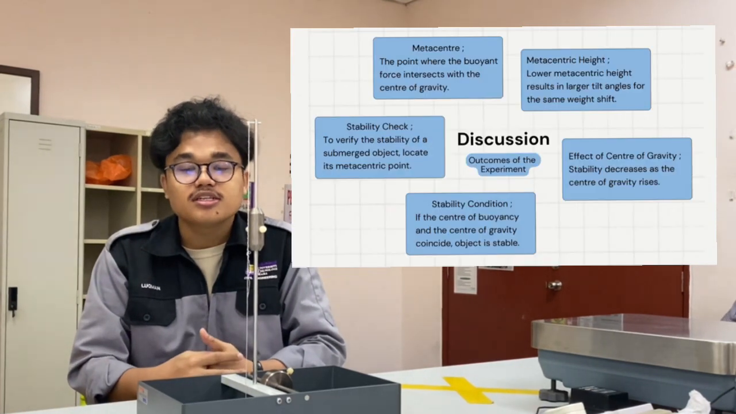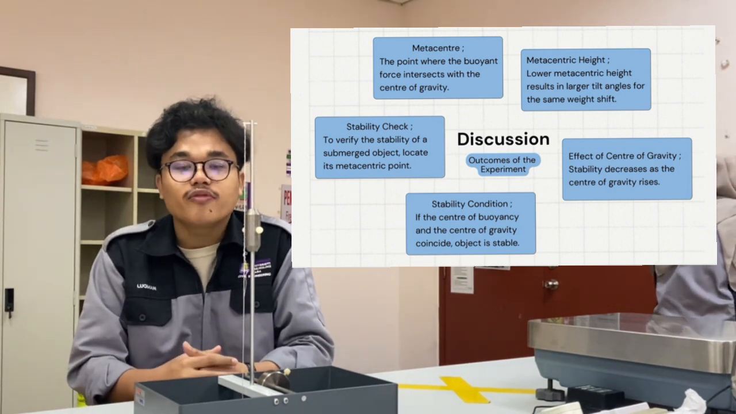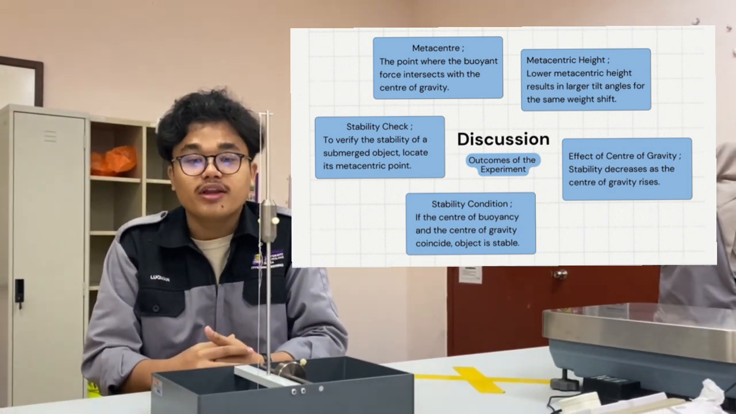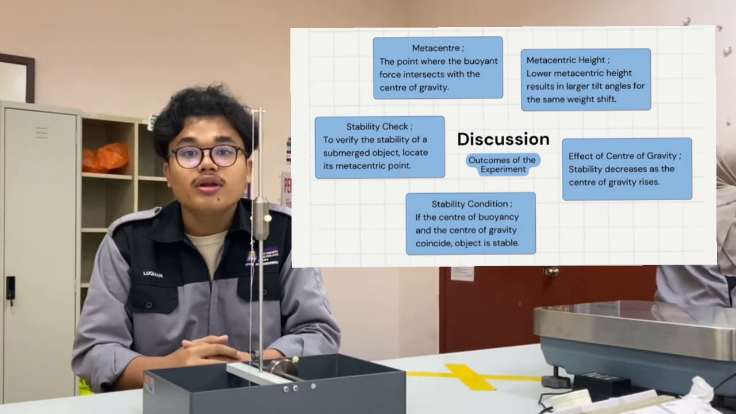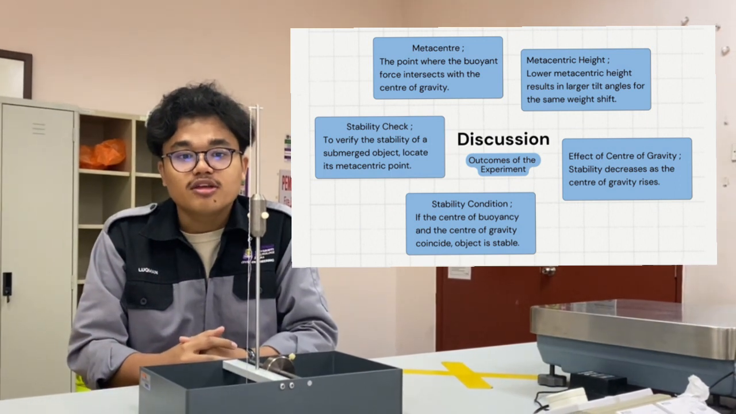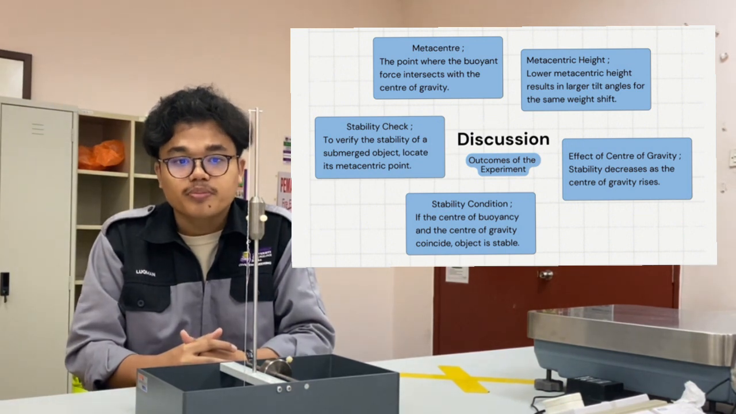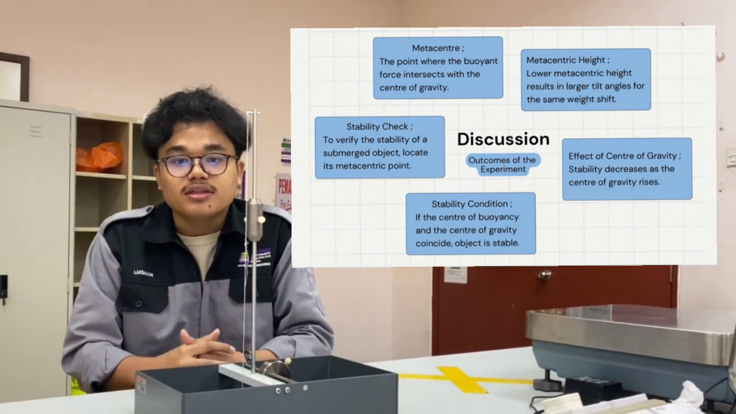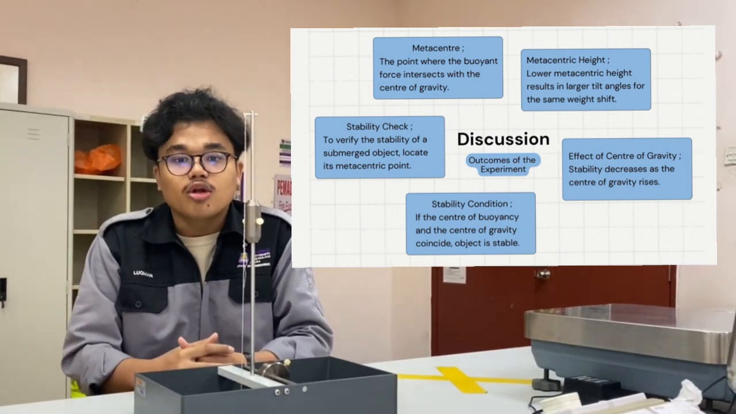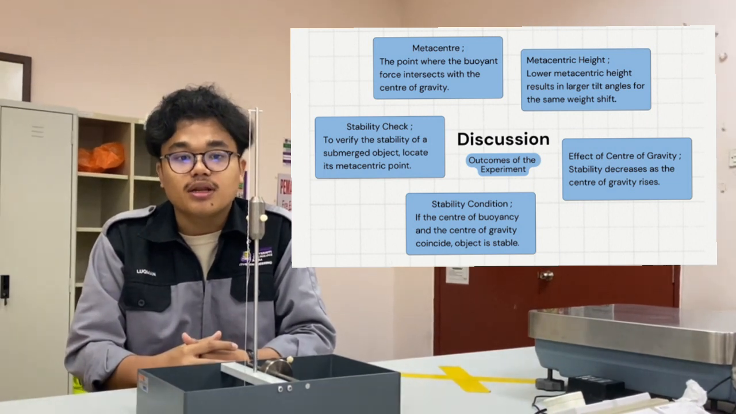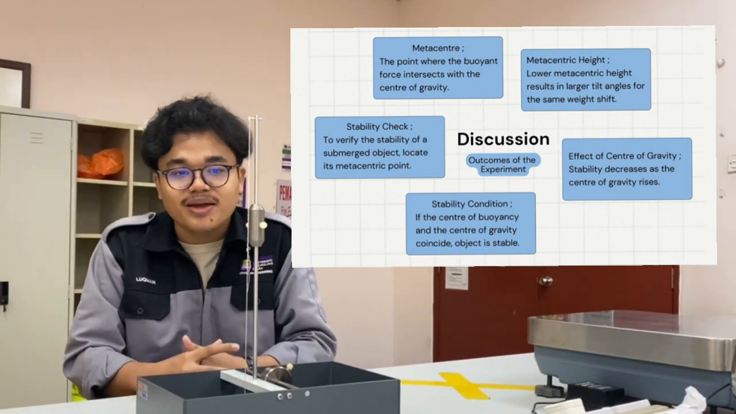First of all, metacenter is the point of intersection of the buoyant force and the center of gravity. In order to verify the stability condition of an immersed body, it is necessary to locate its metacentric point. One of the conditions is that the center of buoyancy and the center of gravity are coincident, so the body is stable. It is indicated that the stability decreases with an increase in the metacentric point. The lower values of metacentric height result in larger angle for similar displacement of transversal mass.